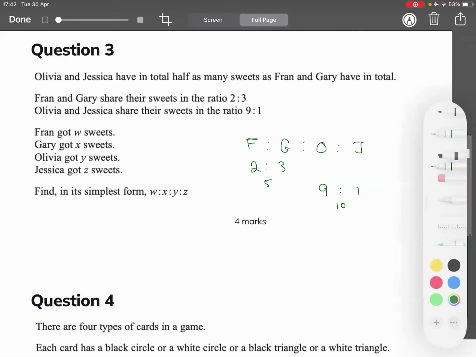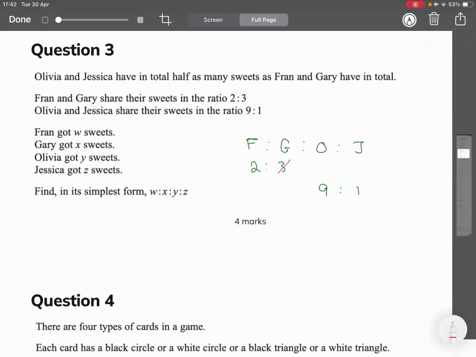So what I could do is times this. The total of this is 5 and the total of this is 10. So if I times this by 4, I then get 12 and 8, right? So now it's merged because the total is 20 and 10.